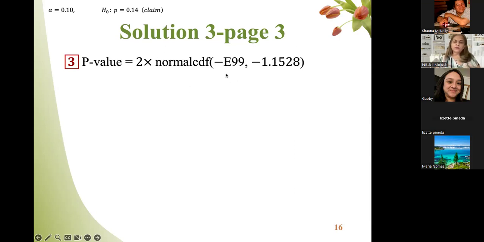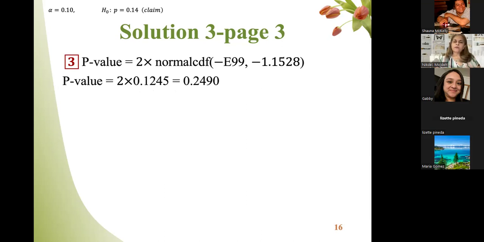Use your calculator. You get the area of the left tail is 0.1245. Then I'm going to double it. I get 0.2490. Question on p-value.